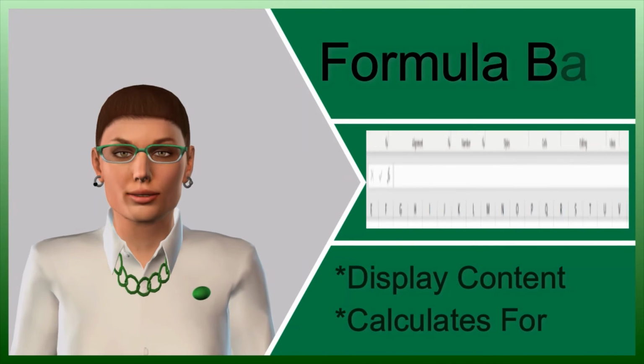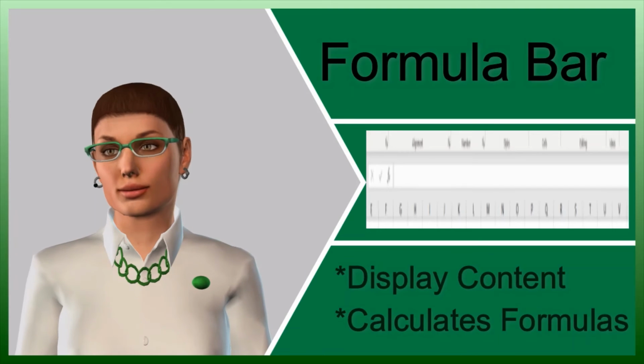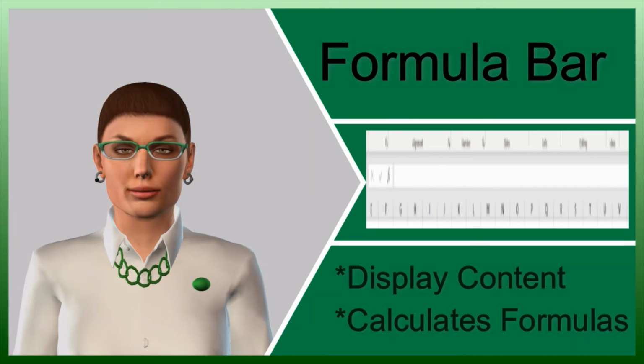The formula bar is located above the spreadsheet. It is used to show the contents of the current cell, and it allows users to create and view formulas for calculations. You can change the content of a cell by clicking in the cell or directly from the formula bar. I will demonstrate this directly from the application.